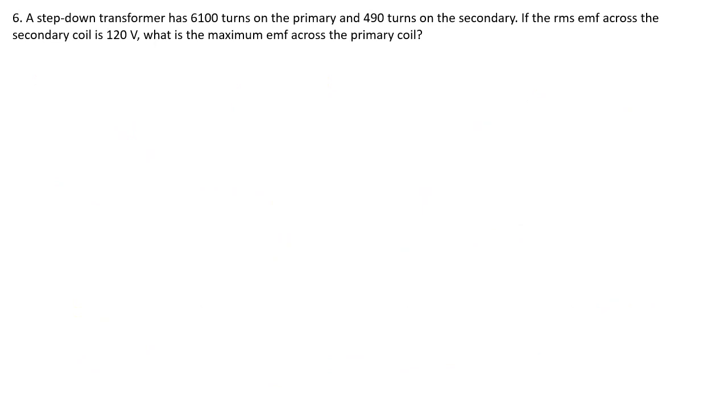Number 6 is another transformer problem. In this one, however, there is one equation that is not in the PowerPoint on Moodle, so I'm going to include it here, and that is the root mean squared voltage is equal to 0.707 of the max voltage. When we talk about root mean square voltage, because it's alternating current and the current goes up and down, we have to figure out the average current or average voltage that is being delivered, and that is the root mean square voltage. So in this case, all we're going to do is use the transformer equation to find the new voltage and then convert it to the maximum voltage.